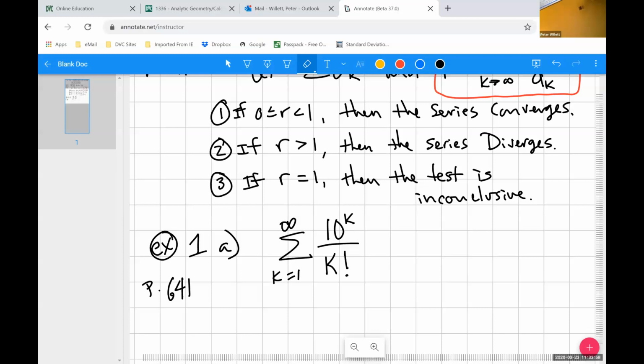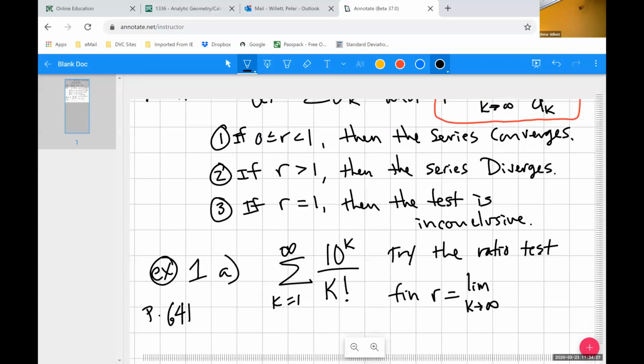So then I'm basically going to say that we would want to try the ratio test, because none of our previous tests will apply here because of this factorial. And to do that, we need to find R by taking the limit as k goes to infinity.